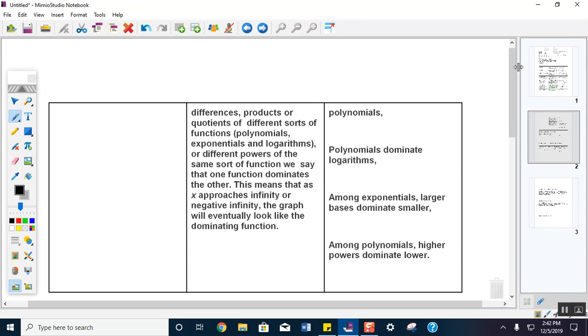In other words, you have polynomial functions, exponentials, logarithm functions that we haven't talked about yet, or different powers of the same sort of function. We say that one function dominates the other. This means that as x approaches infinity or what? Negative infinity. The graph will eventually look like the dominating function. Okay? Dominance looks like this.